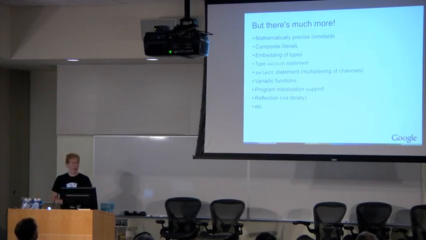We have mathematically precise constants. We have very good support for composite literals, which allows you to build very, very large tables, for instance, that are then memory mapped when you start your application. We have a mechanism which we call embedding in structs, which allows us to get some of the effects of inheritance and even mixins, if you will. We have a type switch statement. We have a select statement for multiplexing over several channels. Support for variadic functions in the language, not in the library. Very strong program initialization support and others.